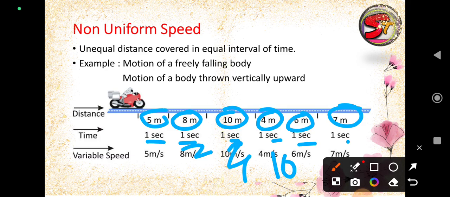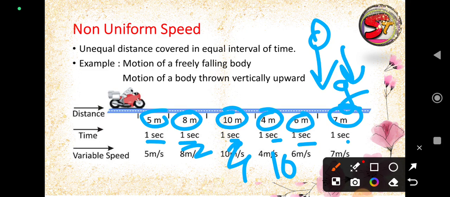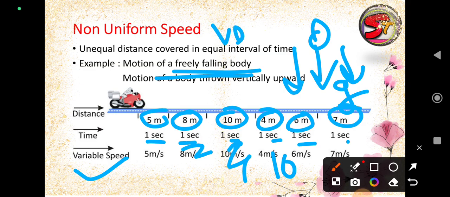Non-uniform speed, or we can call it a variable speed. Understood? Example, if I want to give, what example can I give? Motion of a freely falling body. For example, I have dropped one object from up to down. Here, as acceleration due to gravity is working on that object, definitely it will move downwards only, but it will move with variable speed, right? As downward motion will be there, that comes under velocity. Here, as we are talking about the speed only, there is no need to talk about the direction.